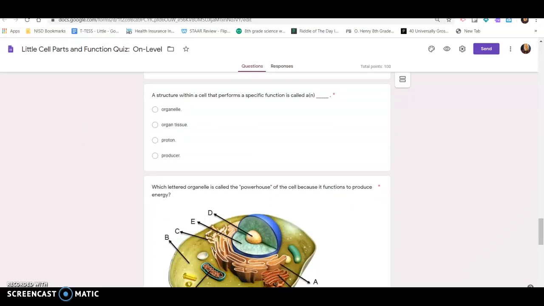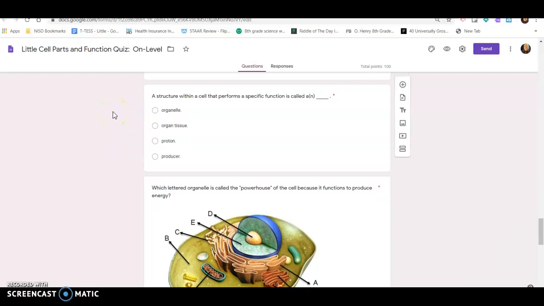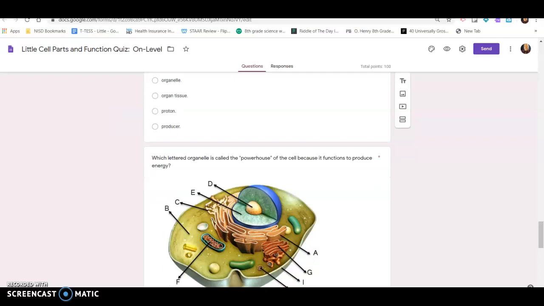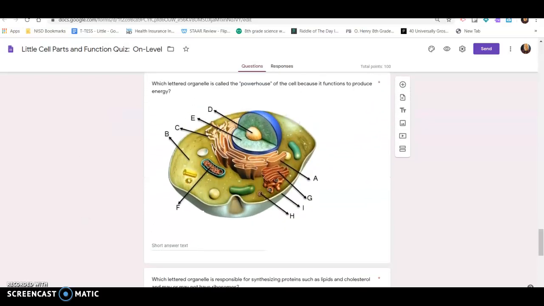Next question. A structure within a cell that performs a specific function is called an organelle, organ tissue, proton, or producer. Next question. Which lettered organelle is called the powerhouse of the cell because it functions to produce energy? So because this is a short answer text, kids, all I'm looking for is which lettered organelle. So A, B, C, D, E, or F, or G, or H.